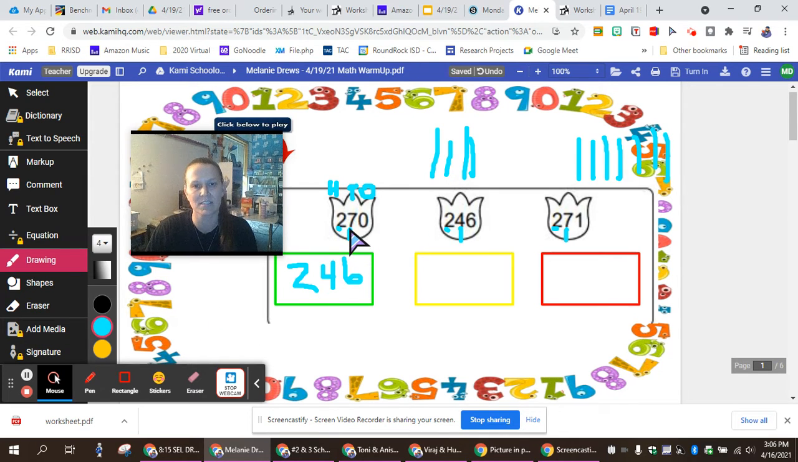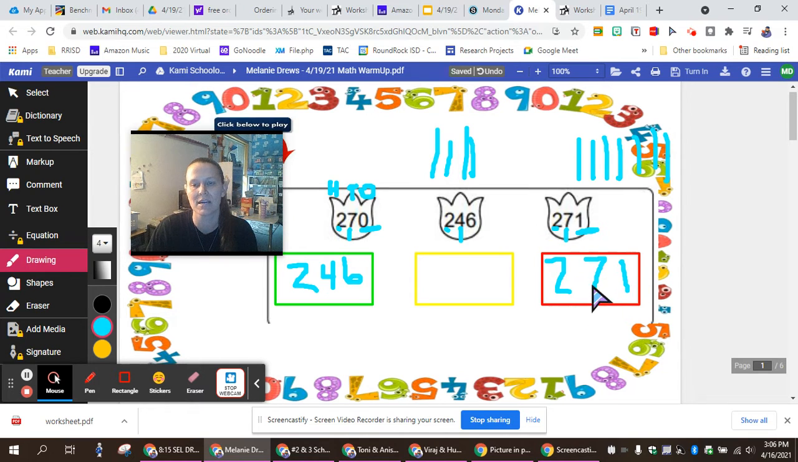But now I'm going to go next door because right now these both have 7 tens. So I'm going to go to the last spot, the 1 spot, and see which one is the most. 0 ones, womp womp, or 1 one. 1 one's more. So 271 is the greatest.